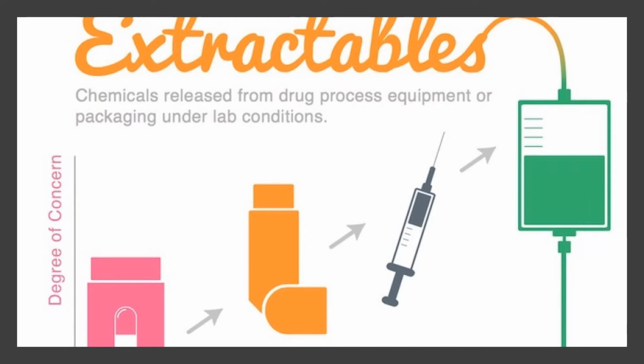So when we are concerned with the packaging material, the very first thing which comes into our mind is the extractables and leachables. These are the two things which are a cause of concerns whenever we discuss about the packaging material. So when we talk about the plastic packaging material, the cause of concern is the chemical which is released from the drug process equipments or the packaging under the lab conditions.